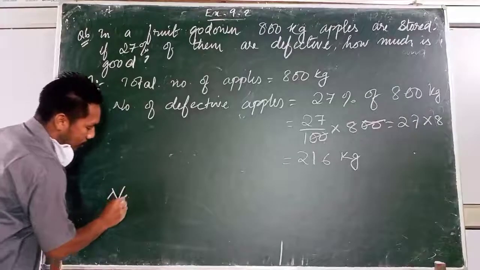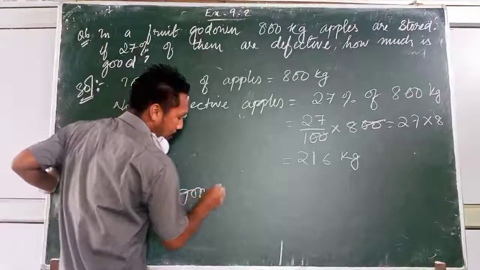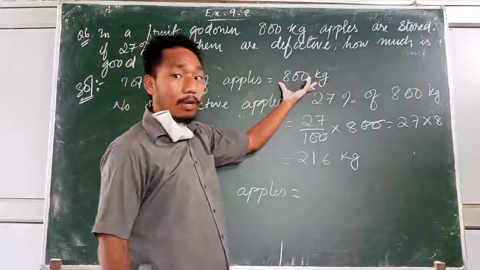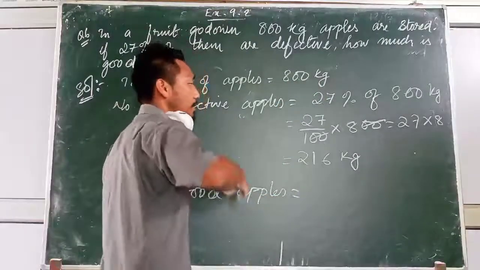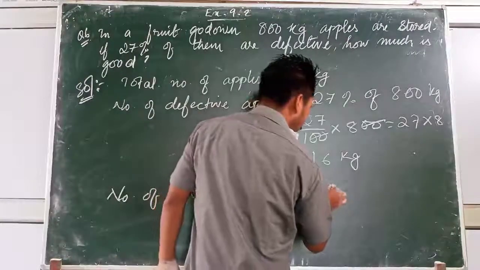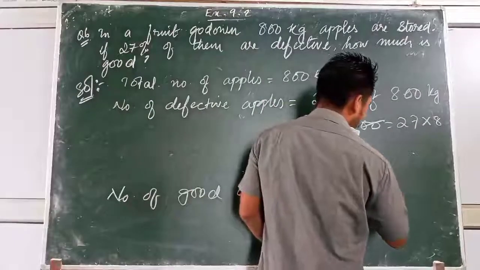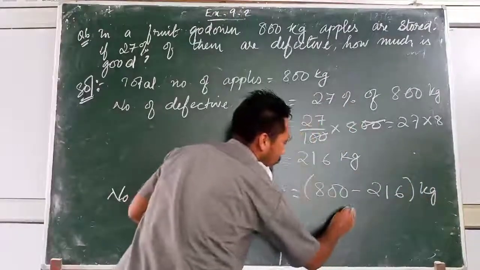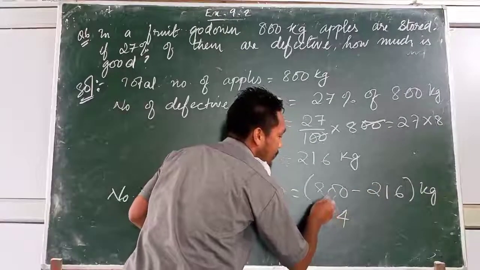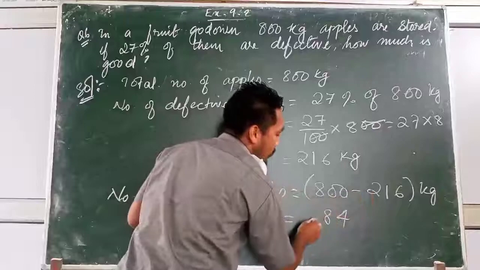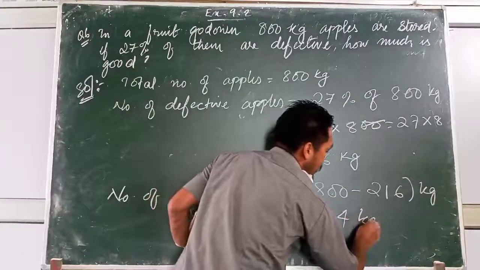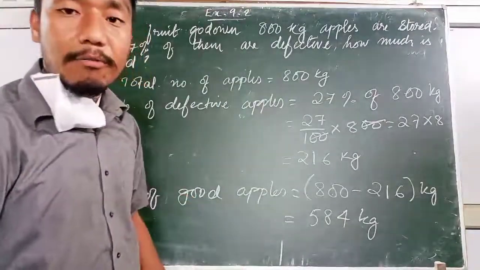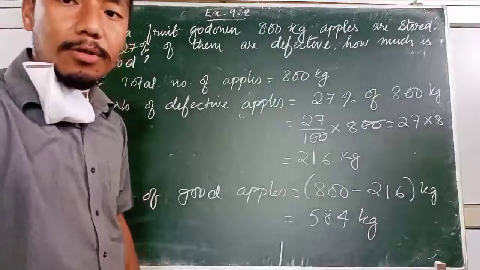Now the good apples. 800 kg is the total apples, out of it 216 are not good. So you have to subtract these two, and it is in kg. So 800 minus 216 is 584. So 584 kg of apples are good. You can copy it down.